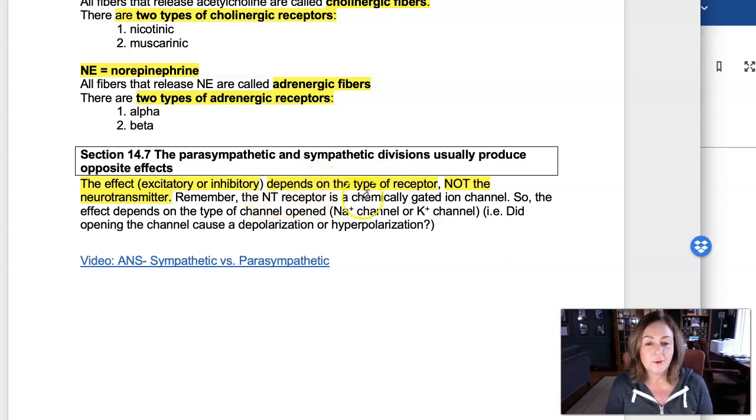So a neurotransmitter receptor is a chemically gated ion channel, so the effect depends on the type of channel that's opened, right? Did a sodium channel open? Did a potassium channel open? And I'm even simplifying things here. It could be something different, but again, it goes beyond the scope of what we're doing.